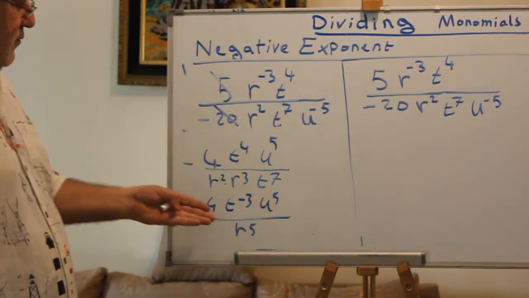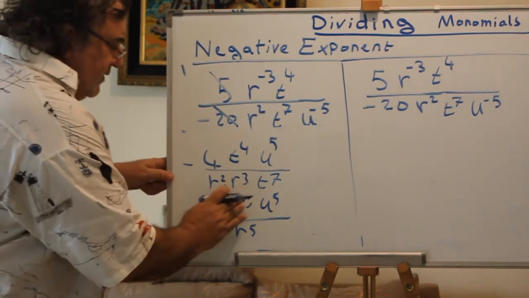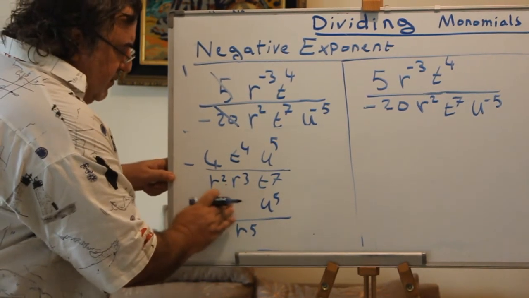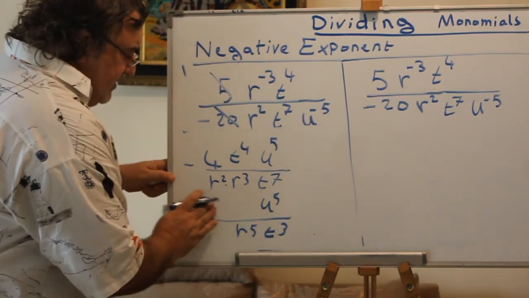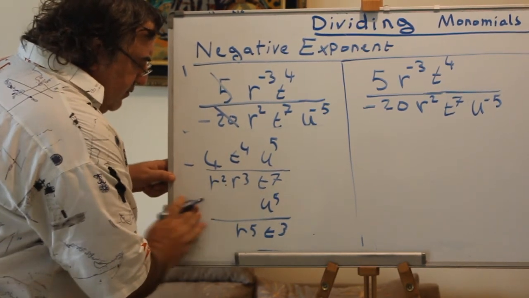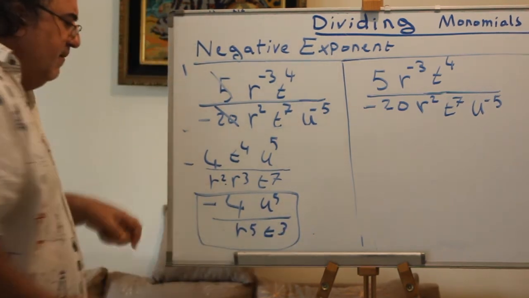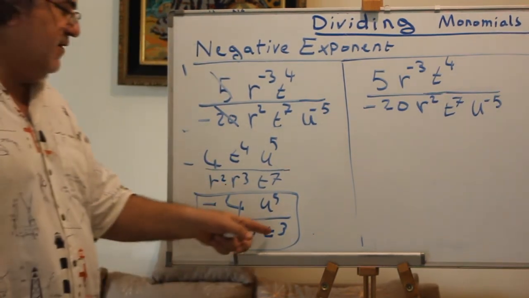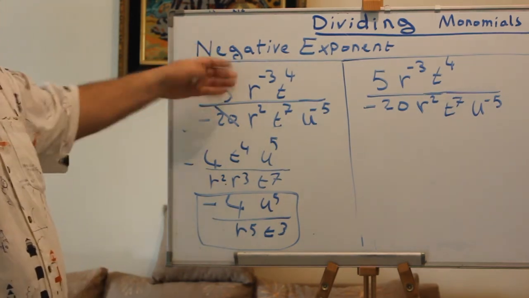So we look at the result. We still have negative, t to the power minus 3, remove it and bring it down, t to the power 3. So the answer now is minus 4 u to the power 5 over r to the power 5 t to the power 3. Nothing is left negative. So this is one way to change everything to positive.